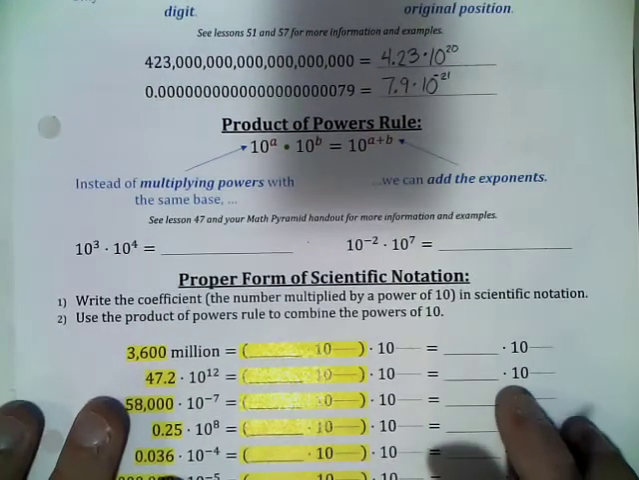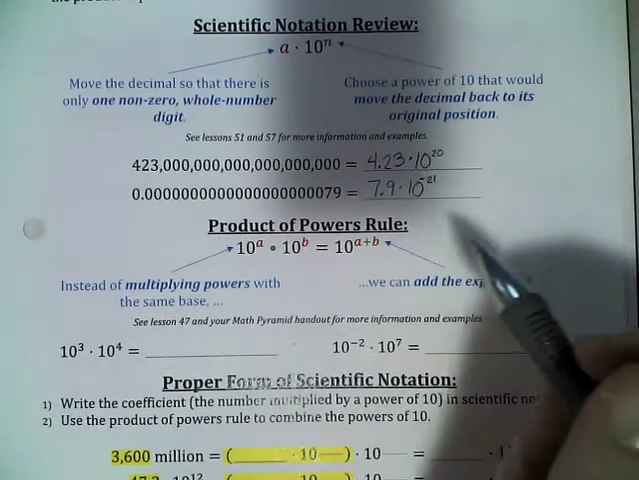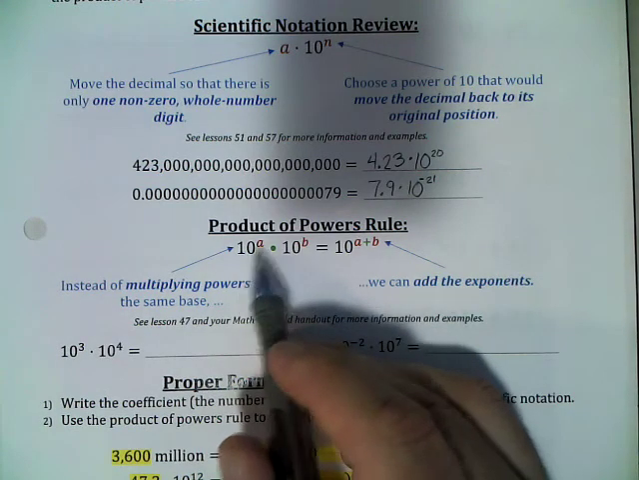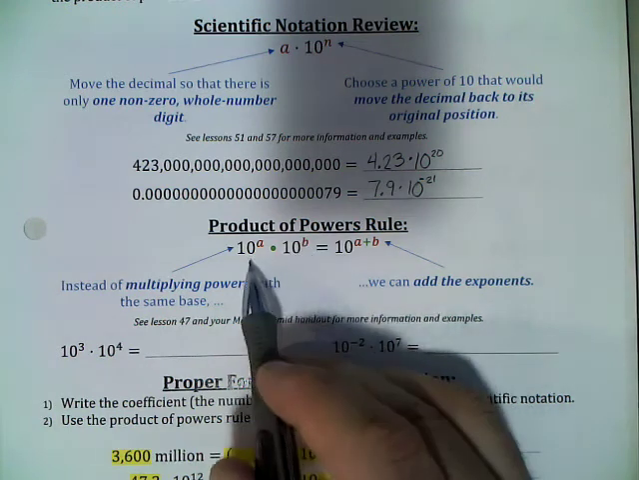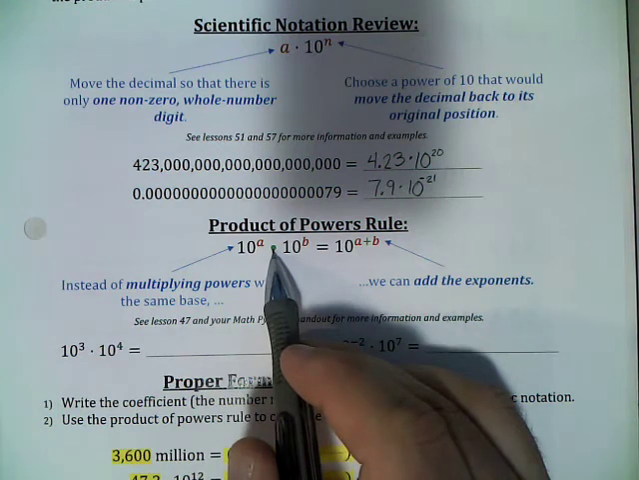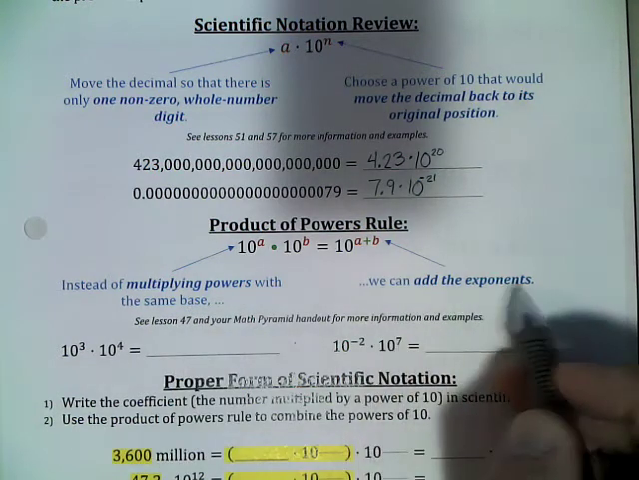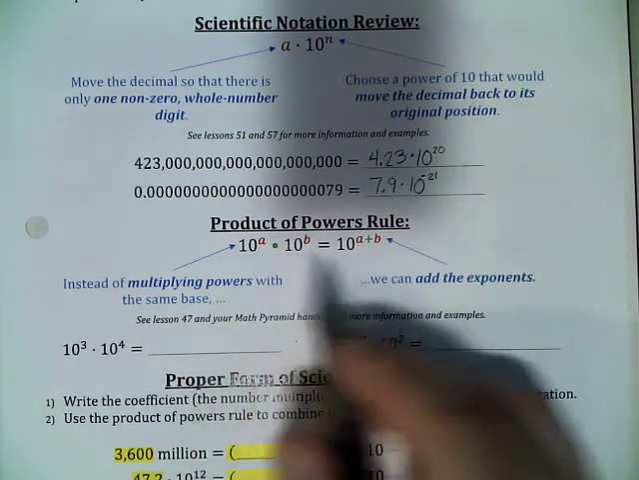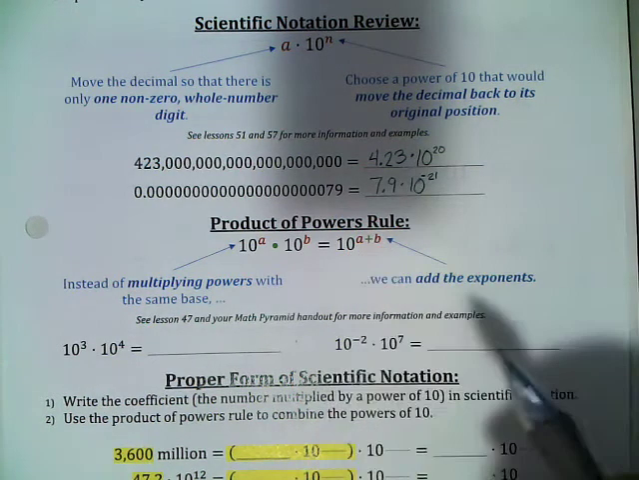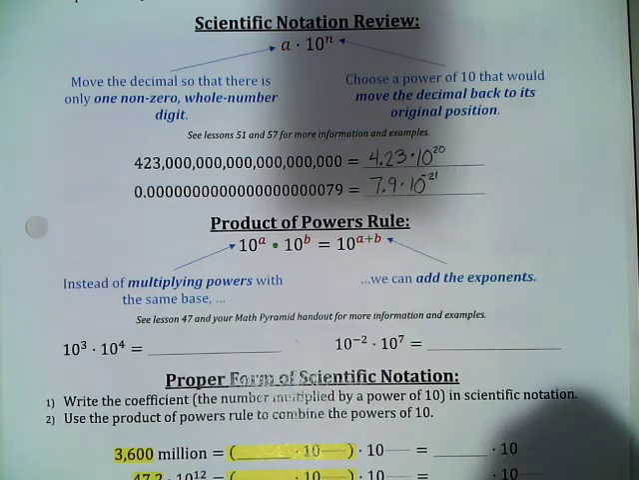So next up, I said we need to know the product of powers rule. This is something we've already learned, so I'm going to try to keep this in my good light here, and on your papers, hopefully you can see the colors that I chose here, that when we have a power times another power. So notice here that these both have a base of 10, and that we're multiplying them together. So when that's the case, instead of multiplying powers with the same base, we can add the exponents. So these two will combine into just a single power, but then the exponents will be added together. So you can see lesson 47 in the math pyramid for more information and examples on that.